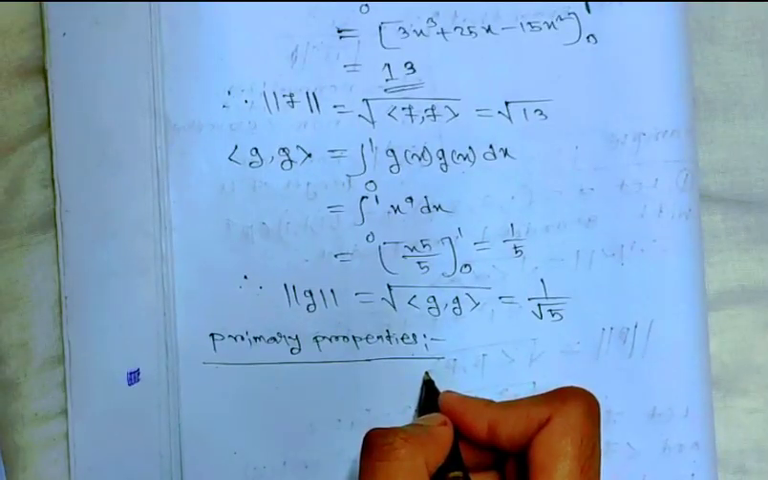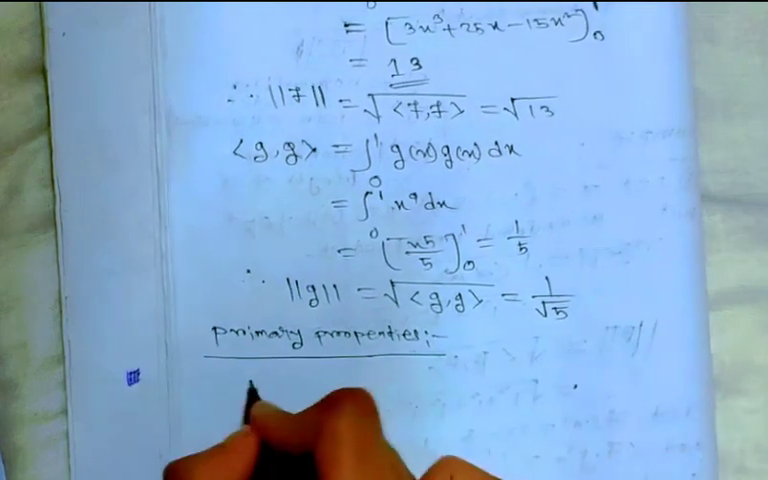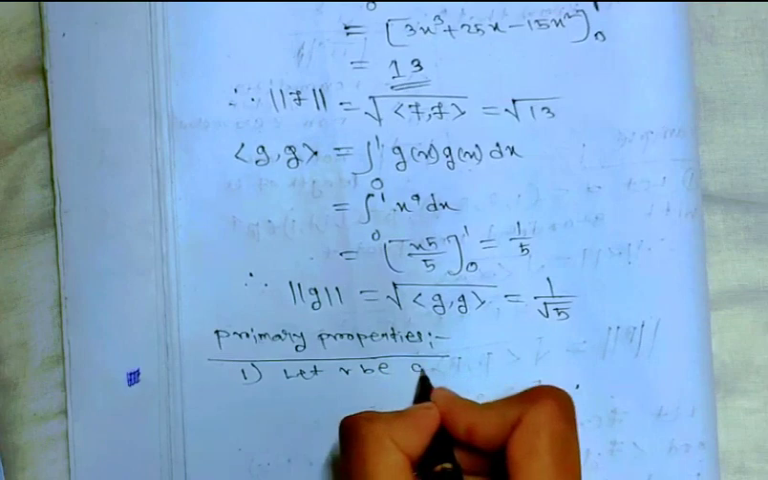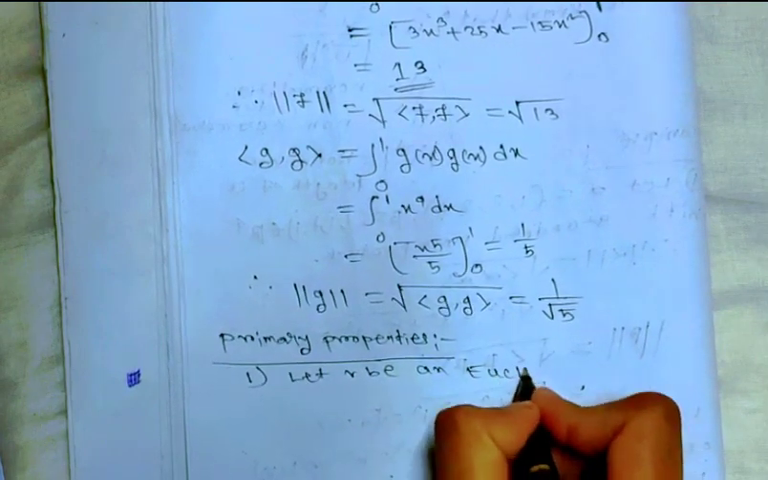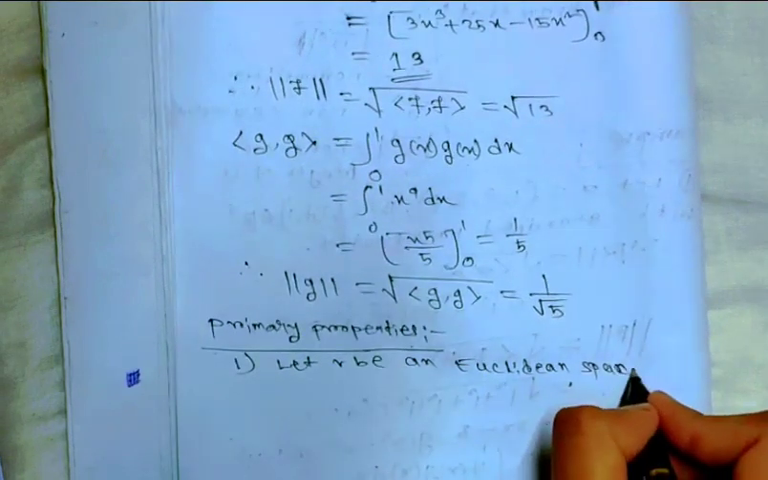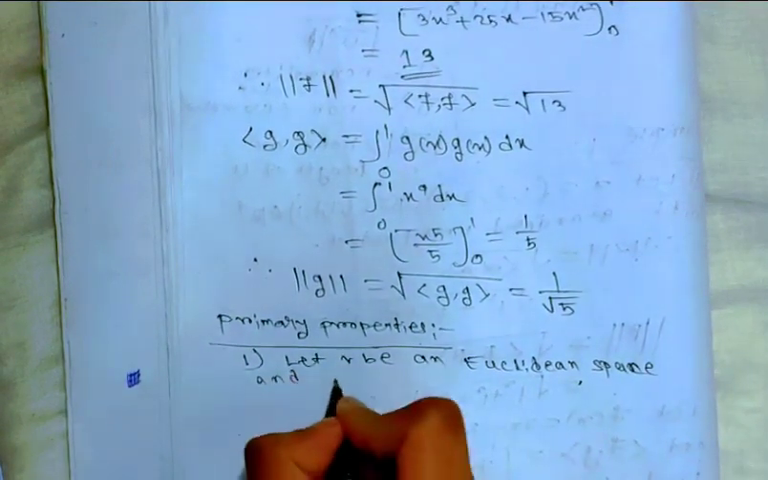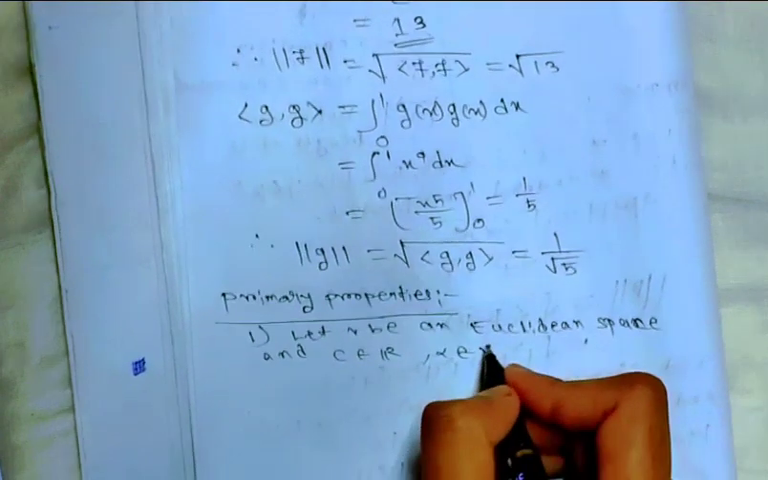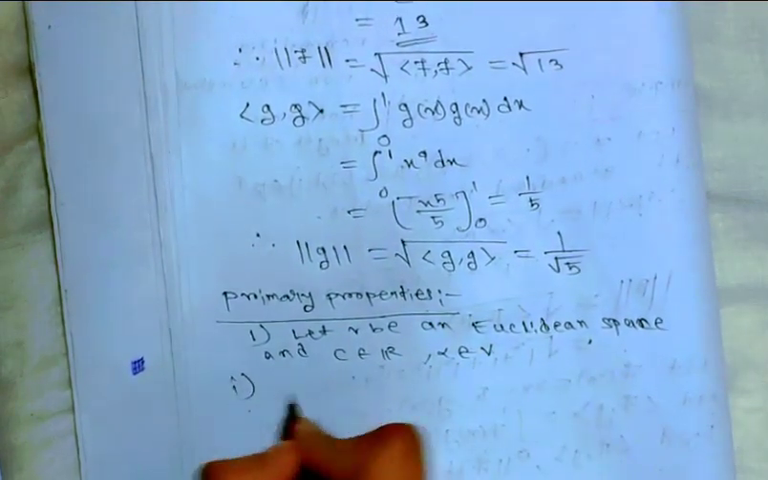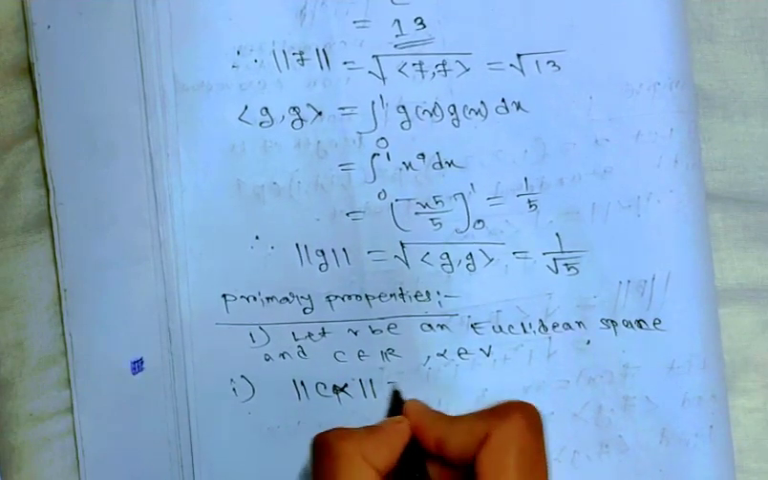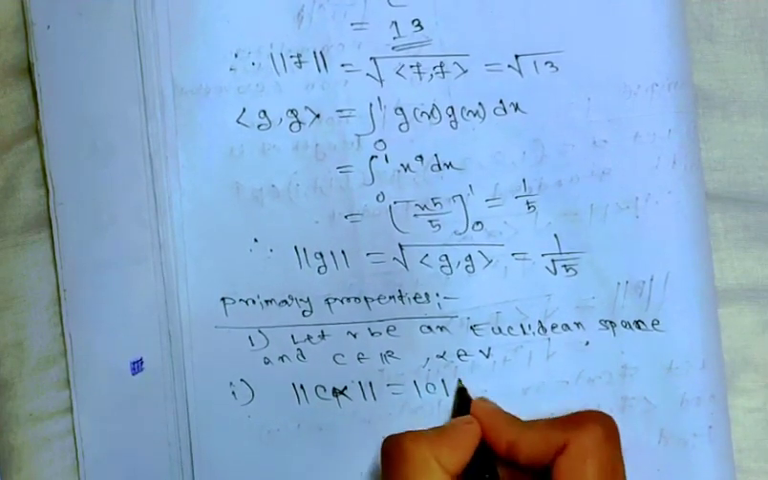Now primary properties of norm of a vector. First, let V be a Euclidean space, and C belongs to real numbers, alpha belongs to vector space. Then the first property is norm of C alpha equals mod C into norm alpha.